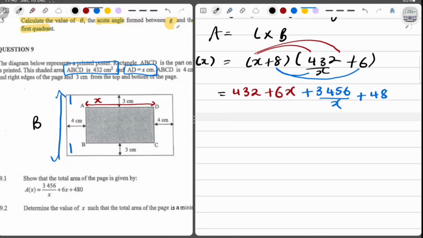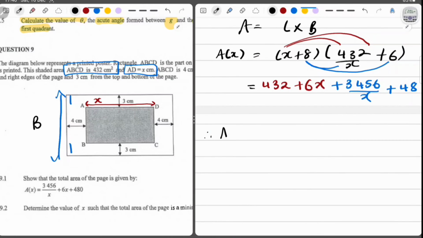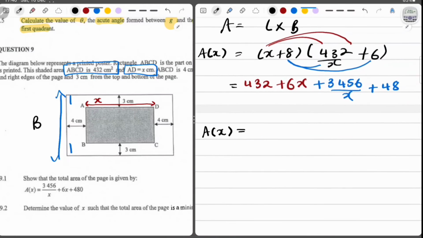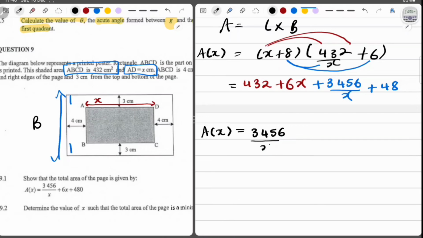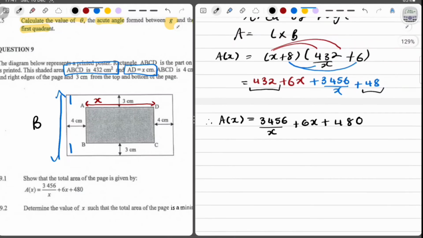Just make sure that all your like terms are together. So it means that A of x is finally equal to, since they put that first, I'll also just put it first, 3,456 over x, then plus 6x that we have. And then, of course, the 432 plus 48. 32 plus 8 is going to be 40, so 40 plus 40 is 80. So that's positive 480, and it's exactly what they have there. So there, that is our final answer.